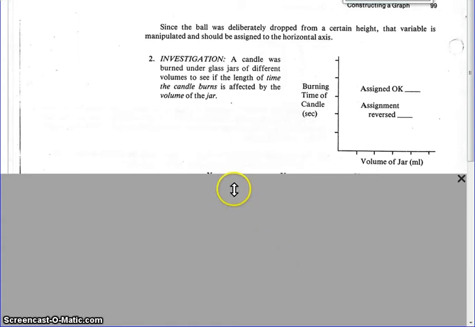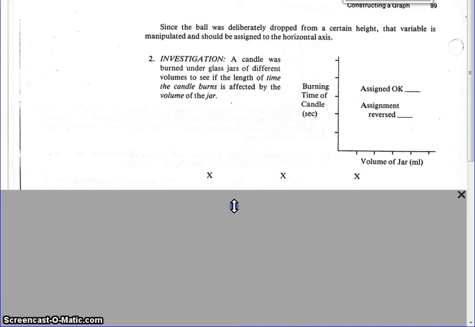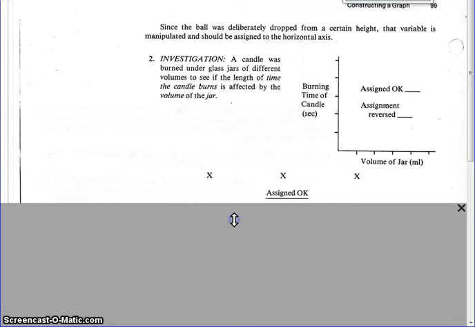Gotta have a little fun with this. All right, let's take a look here. And it was assigned okay. The volume of the jar is going to determine how long the candle burns. That is correct. If you got that right, stand up. Go, oh yeah. Good job.